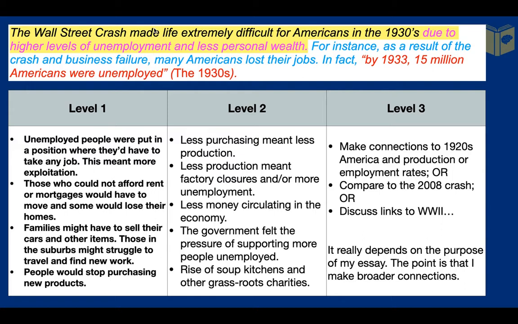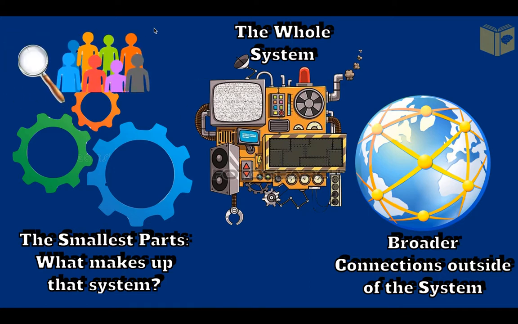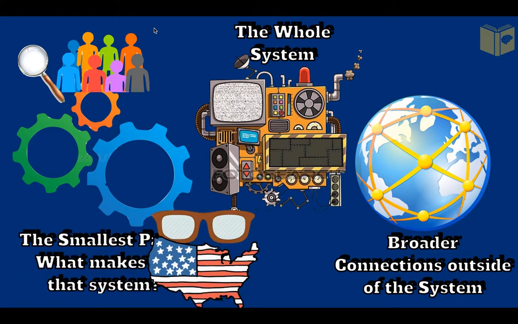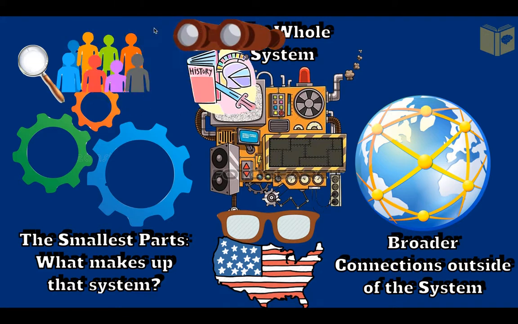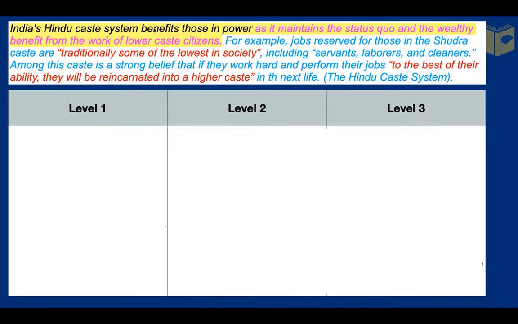Now, this kind of depends on your essay and what your purpose is, but I might make connections to 1920s America and higher levels of production, mass production, whatever. I might compare it to the 2008 crash, or I might discuss links to World War II. As I said, it really depends on the purpose of the essay. But the point of it is, students are able to conceptualize and make an analysis more concrete. They think about the whole system and the smallest parts and broader connections. In this case, the smallest parts are the American people, the whole system is America as a whole, and broader connections are other times in history, for instance.